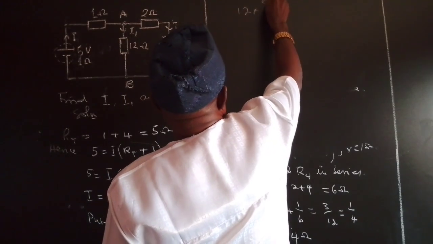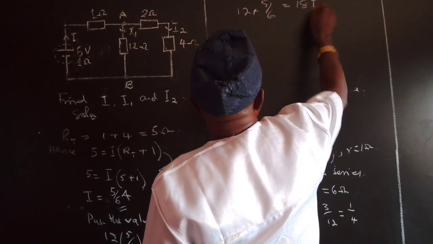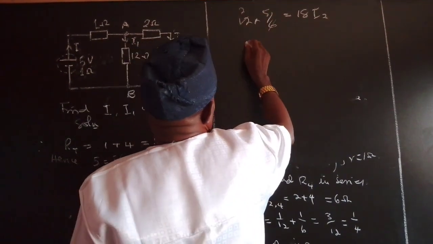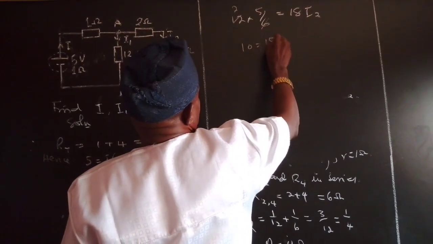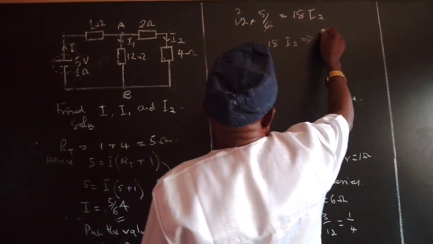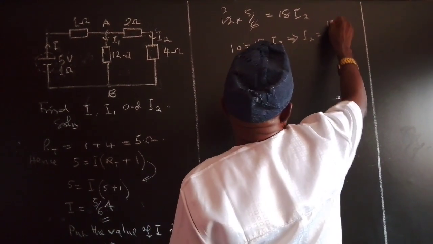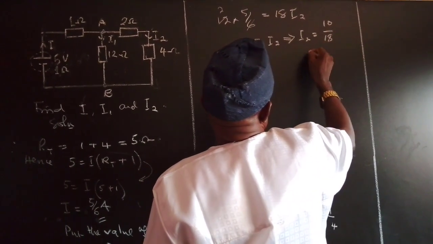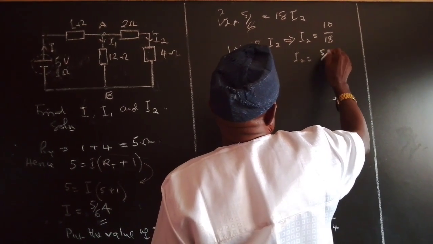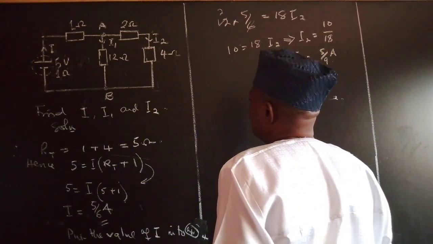We have 12 times 5 over 6 is equal to 18I2. So 6 here is 1, 6 here is 2. If you multiply this, you're going to have 10 is equal to 18I2. It simply means that our I2 is equal to 10 over 18. Hence, I2 is equal to 5 over 9 amperes. That's the value of that.